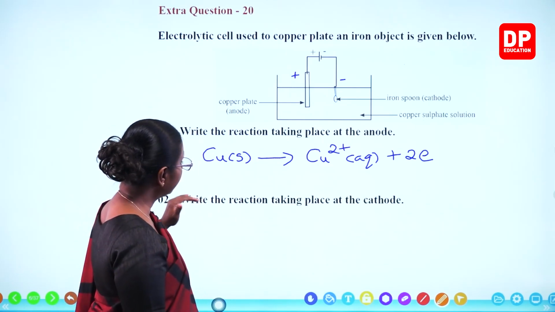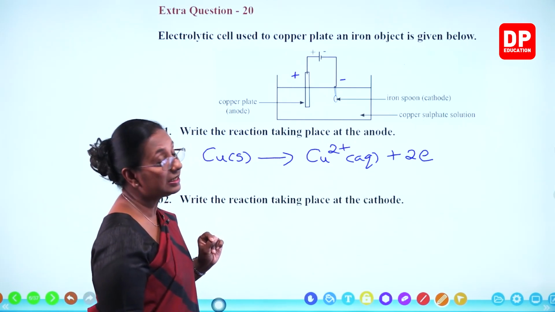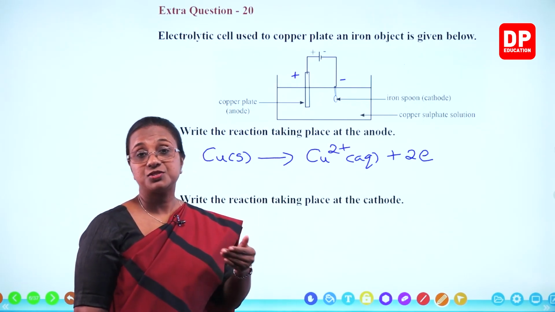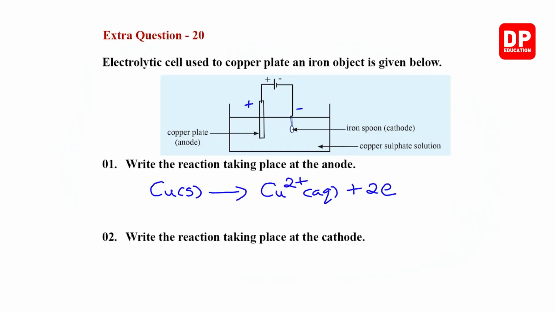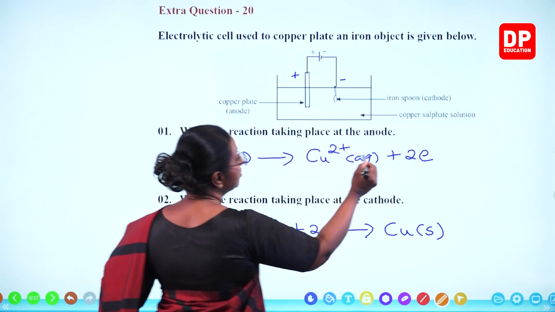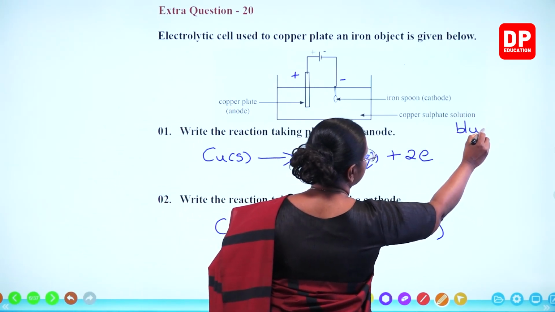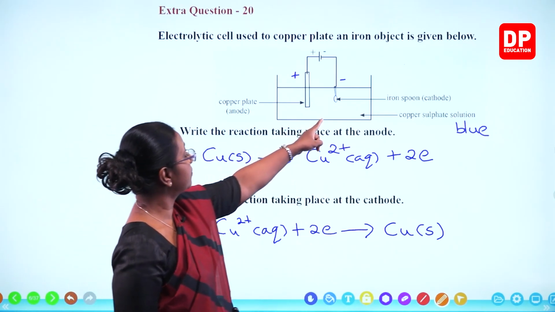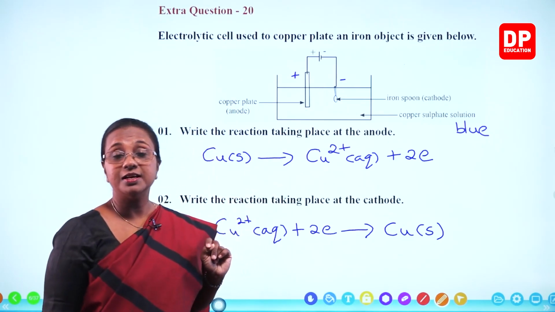Then the second one, write the reaction taking place at the cathode. Near the cathode, what happens? It is the reduction of copper ions to copper metal. So there Cu2+(aq) takes up 2 electrons, forming Cu(s). Here you can remember, students, copper sulfate is blue in color. You can remember that. So during the reduction, copper ions from the solution deposit on the object.